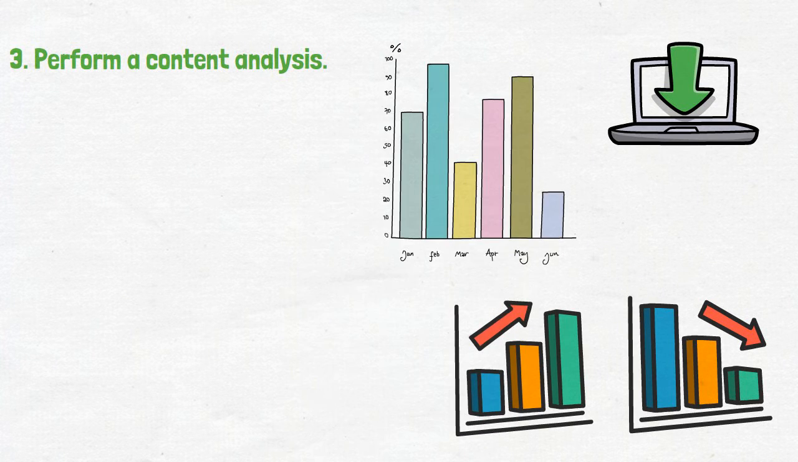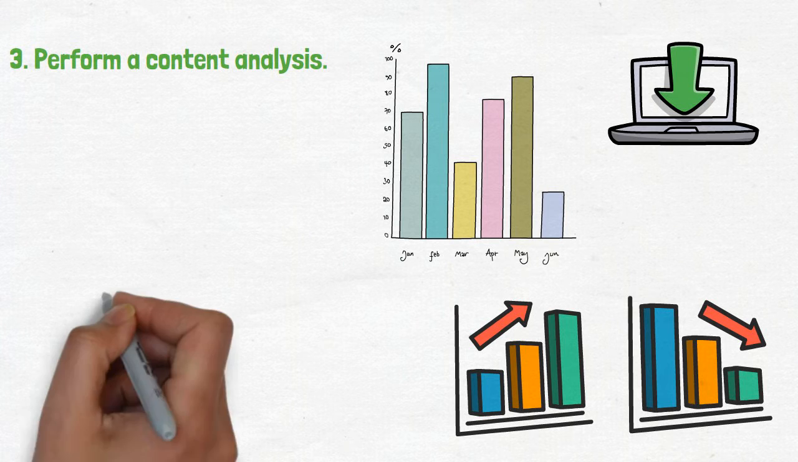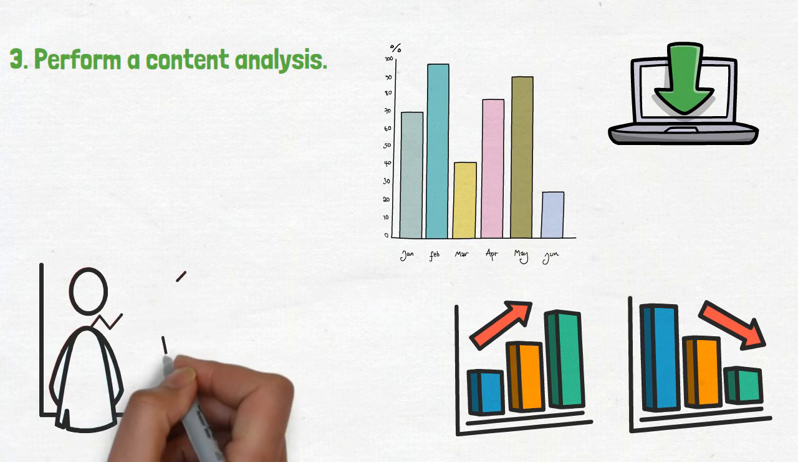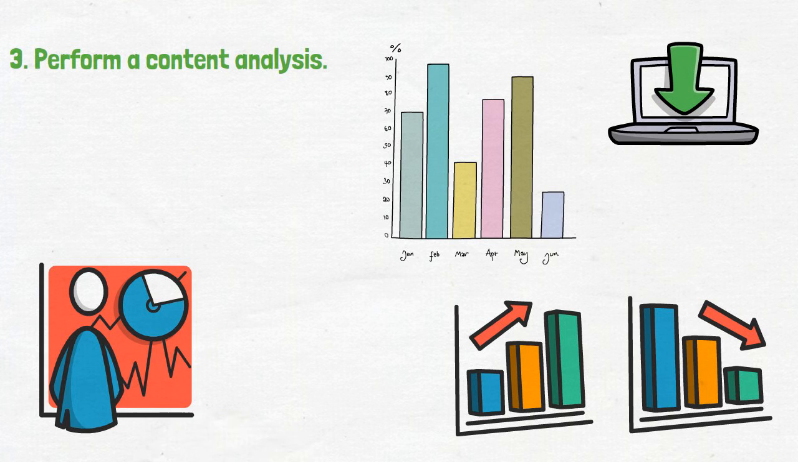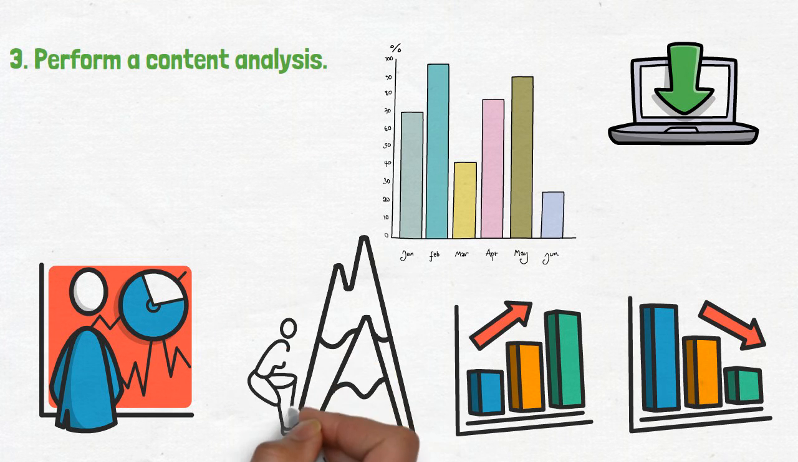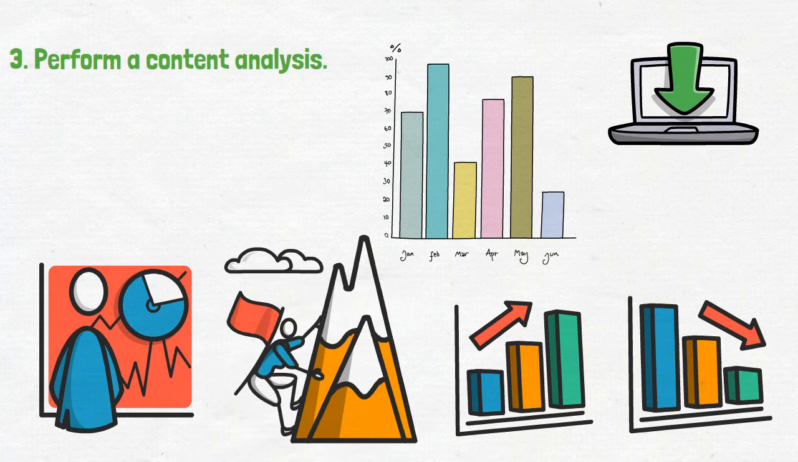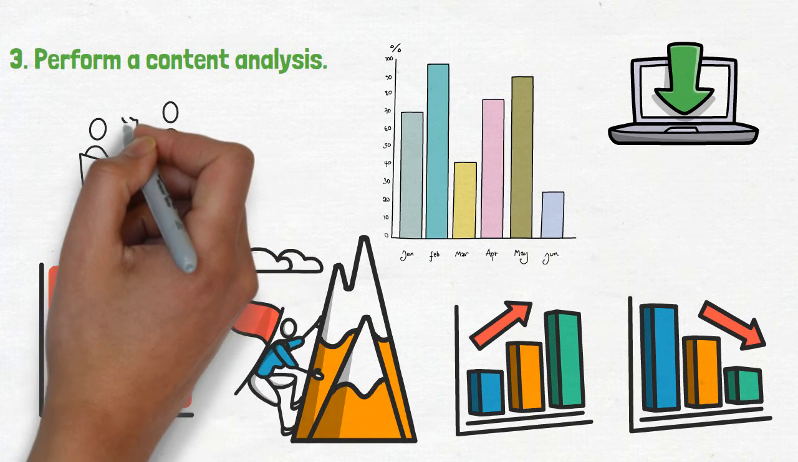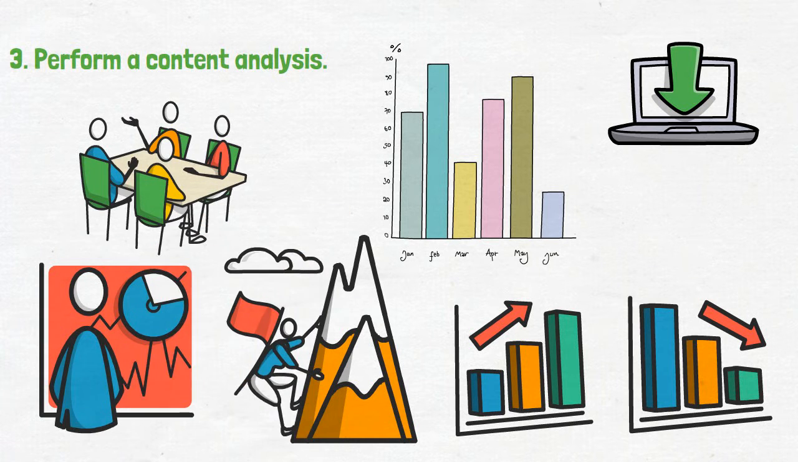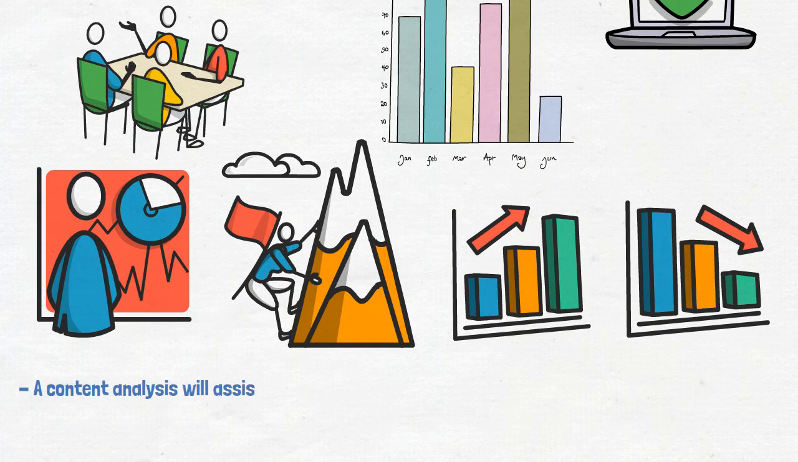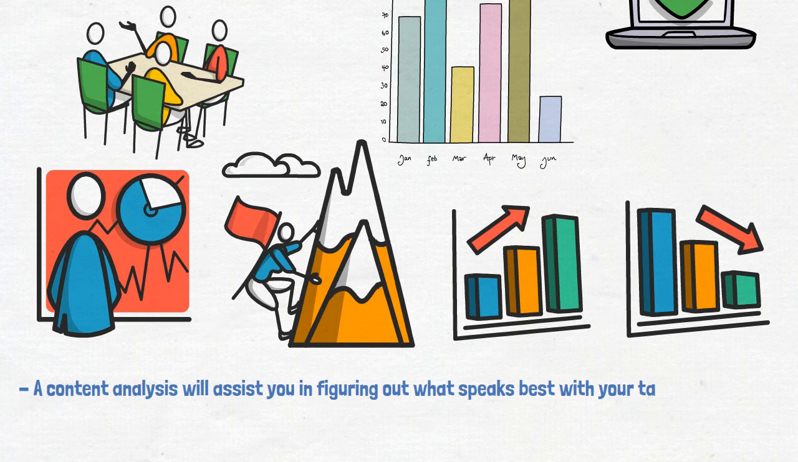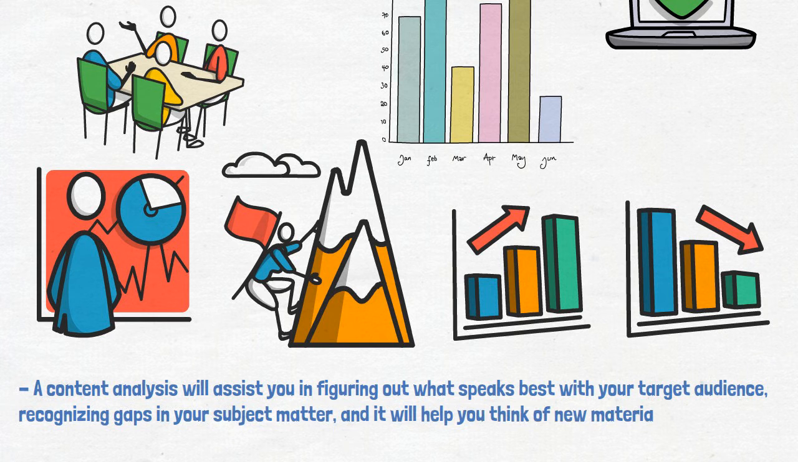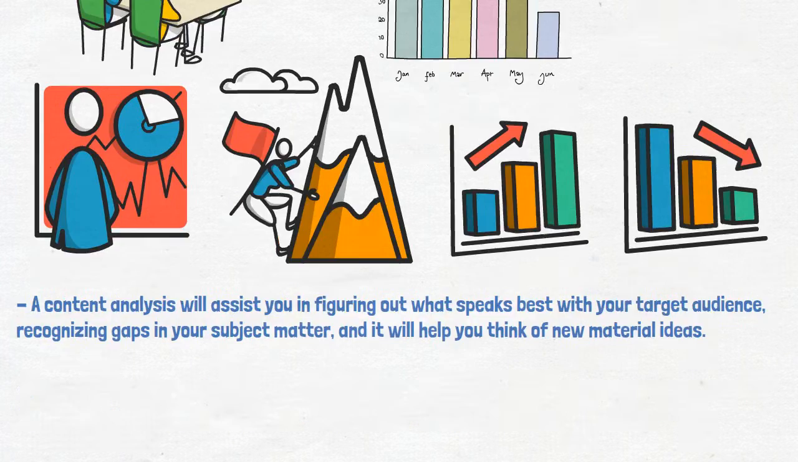If you've been in operation for some time, you should examine your content marketing attempts and the outcomes from it in the previous year. Determine what you can do in different ways in the approaching year and set up brand new objectives. Right now is an excellent time to line up your team's objectives with the rest of your company's goals. No matter what phase you're in, a content analysis will assist you in figuring out what speaks best with your target audience and recognizing gaps in your subject matter. And in addition to that, it will help you think of new material ideas.